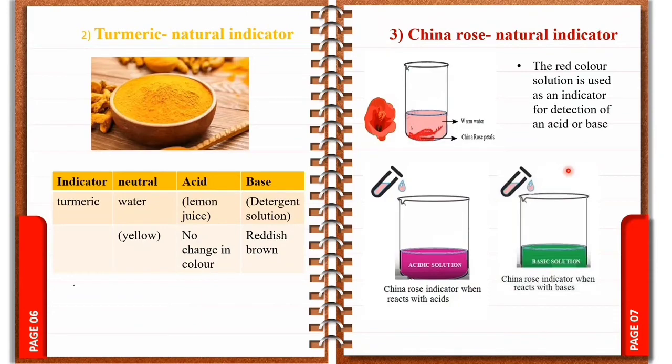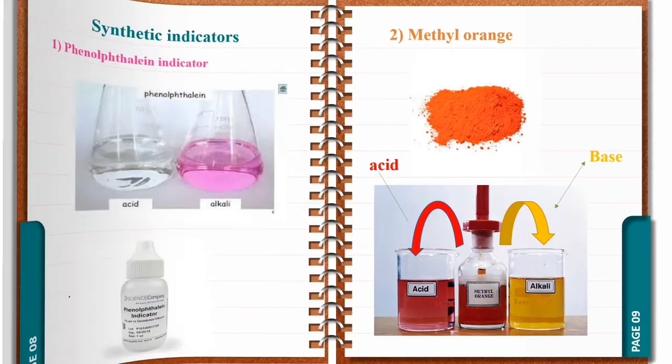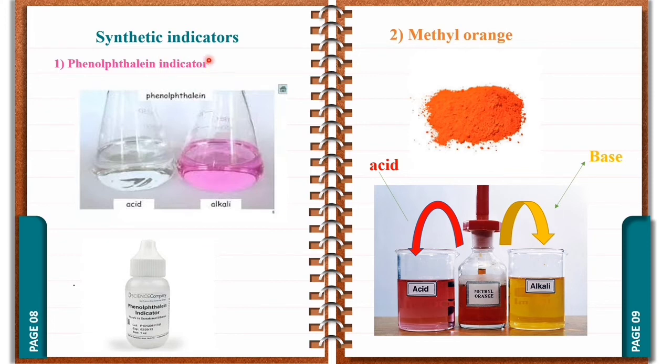Now let's discuss about synthetic indicators. Synthetic indicators are the man-made indicators. They are prepared in laboratories. Number 1, phenolphthalein indicator. Number 2, methyl orange. The color of phenolphthalein indicator will be colorless. If we add this phenolphthalein indicator to the acidic solution, it remains colorless. If we add this phenolphthalein indicator to the basic solution, it changes its color from colorless to pink color because of the presence of bases in it.